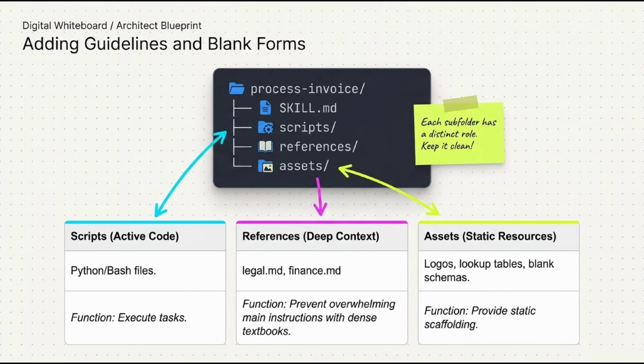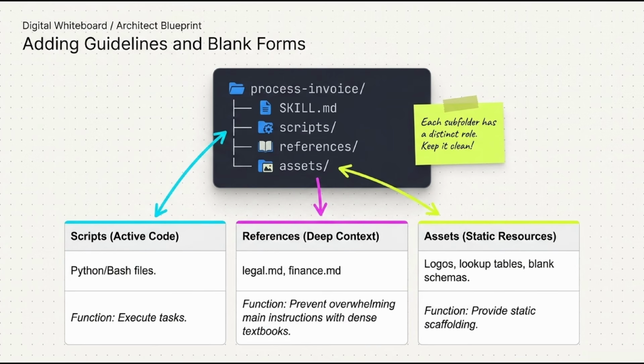And then the third subfolder you can use is the assets folder. This is strictly for static resources. Static resources like images and stuff. Yeah, if your AI needs to reference a static diagram, a logo image, or a massive lookup table of data schemas, that all gets safely tucked away in the assets folder.